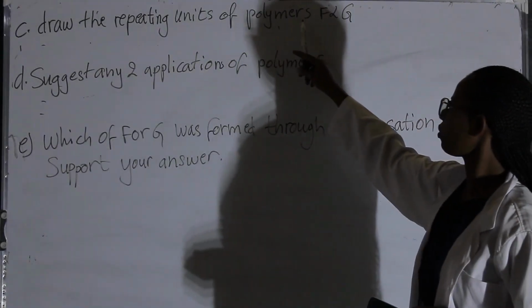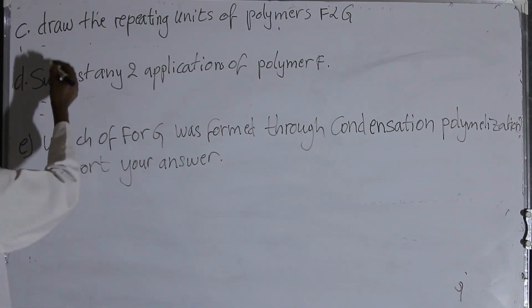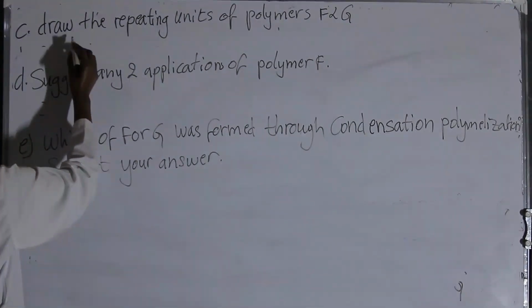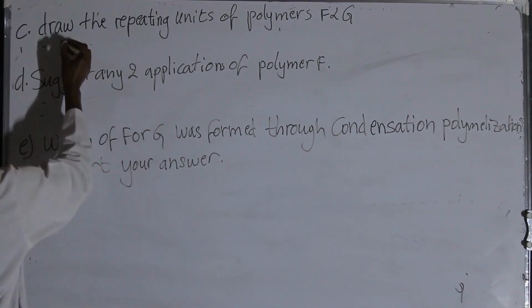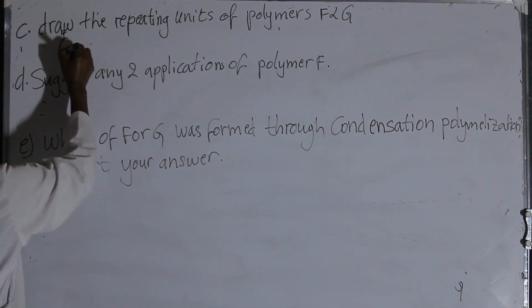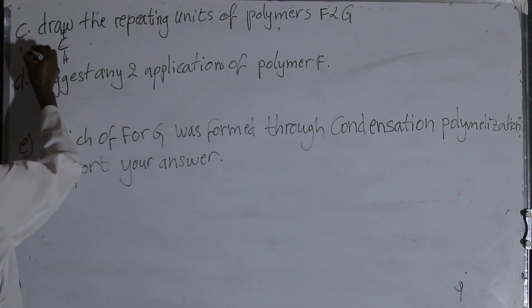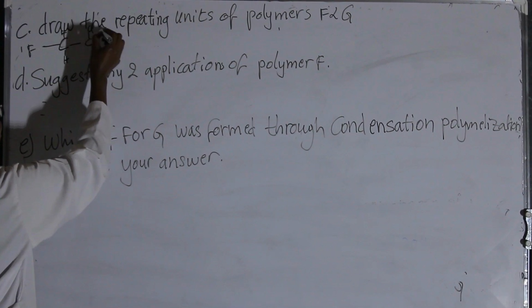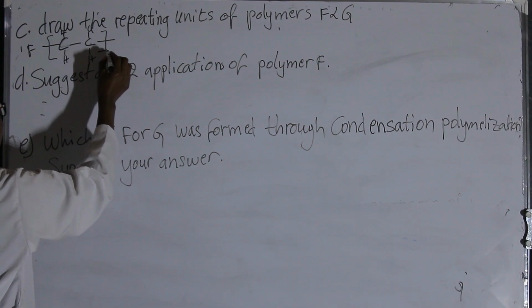So, the repeating unit of polymers F and G. As we saw for F, we have C, H, C, chloride, H, then we do like this, then n.